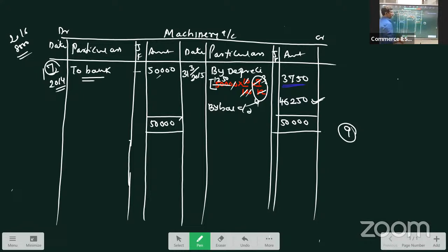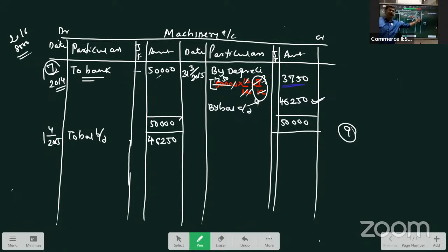46,250. This is the closing balance. That will be brought down on 1st of April 2015. So what is the written down value here? To balance brought down, the written down value is 46,250. Hope you all are following me.